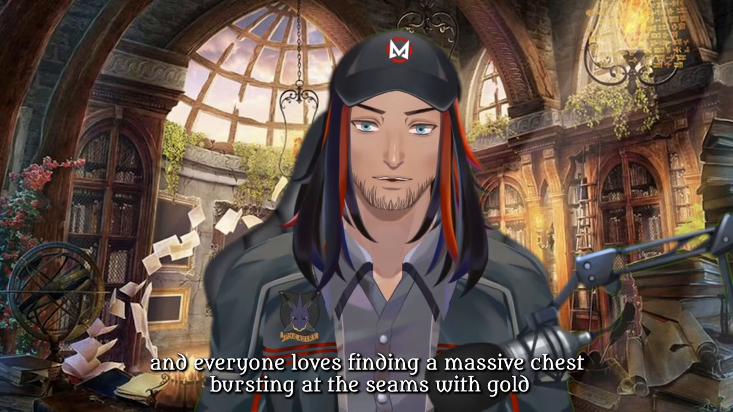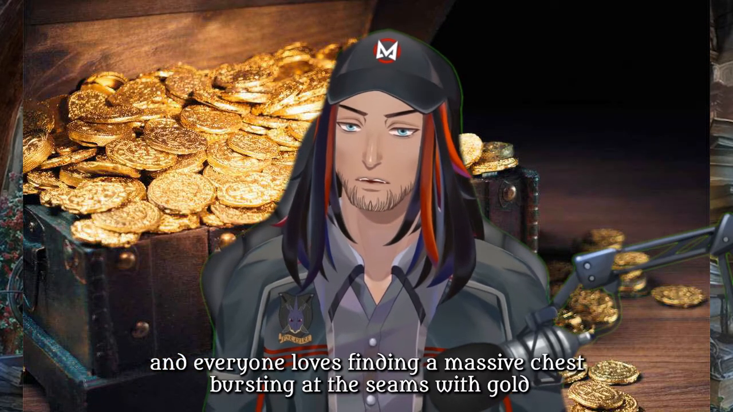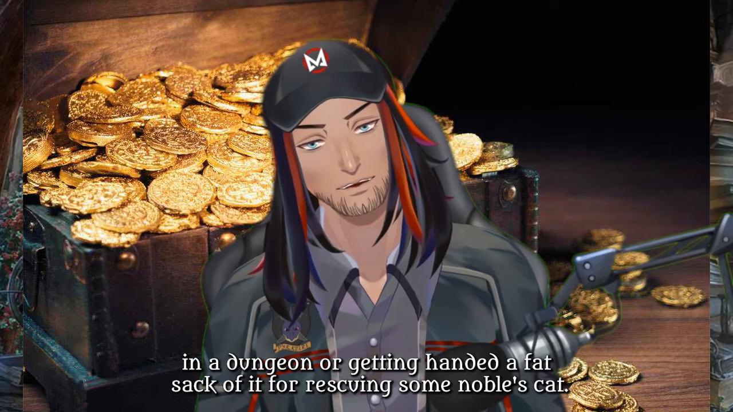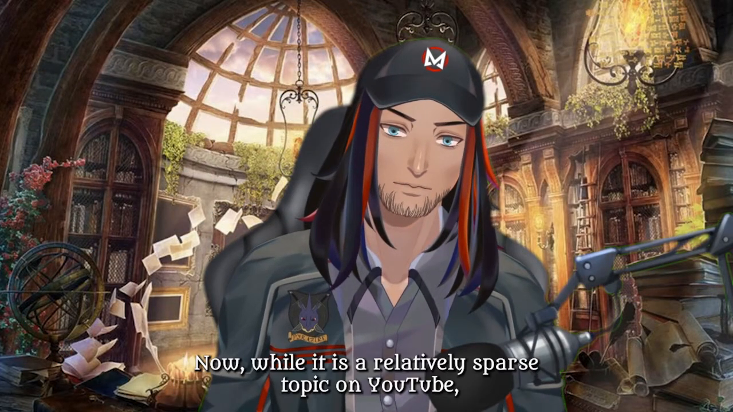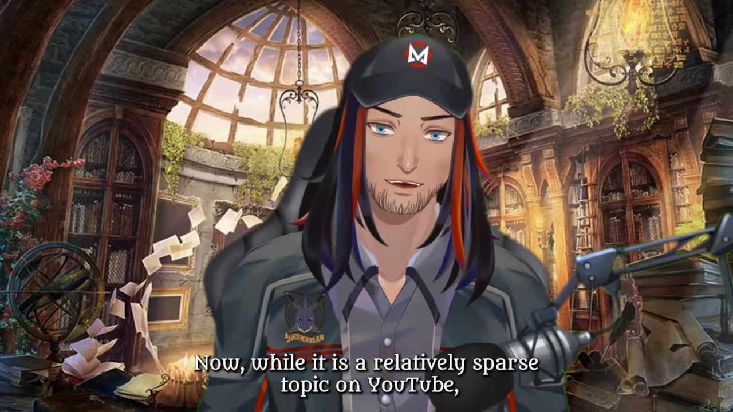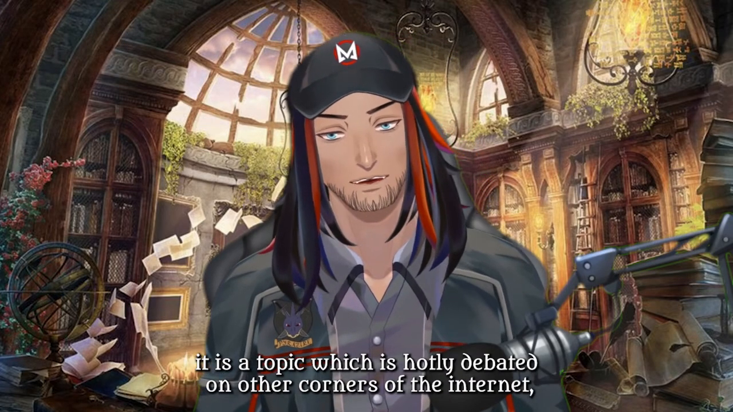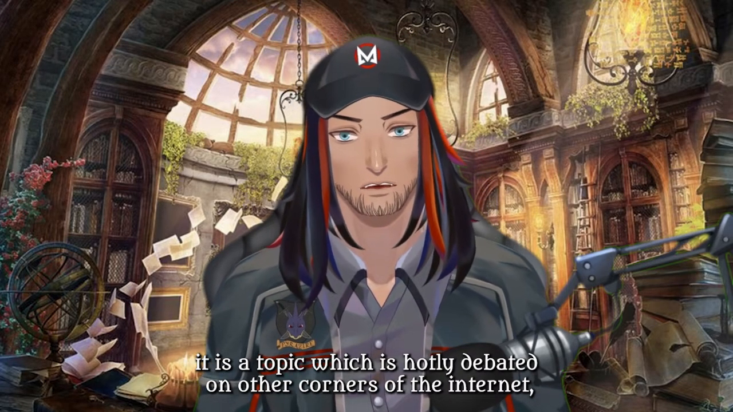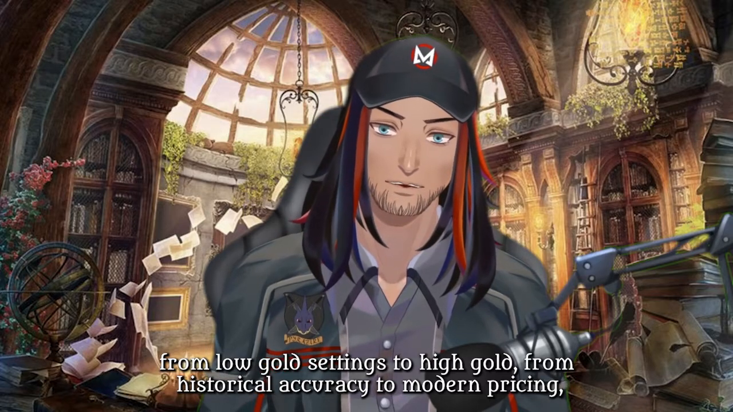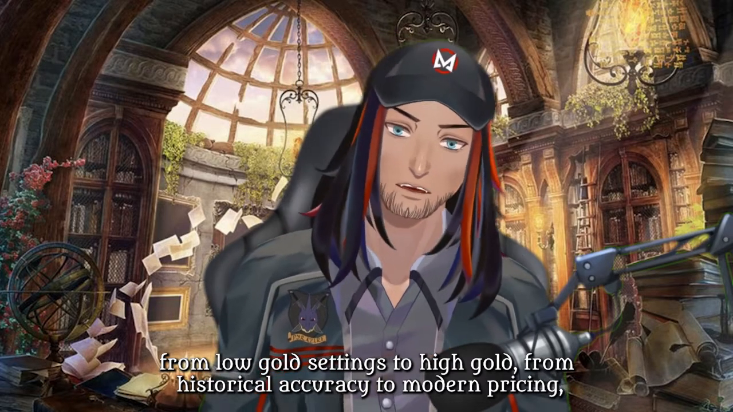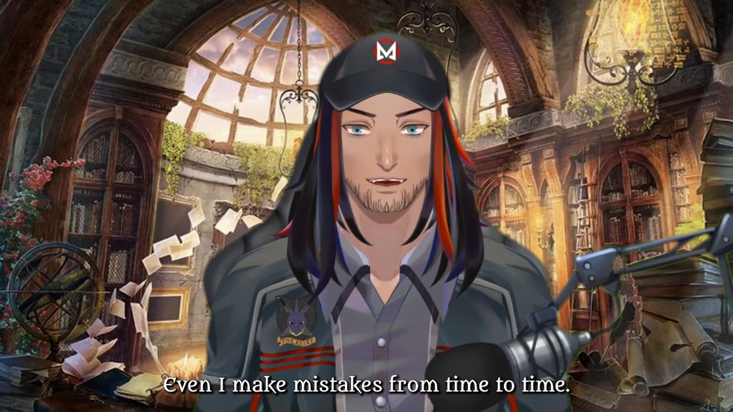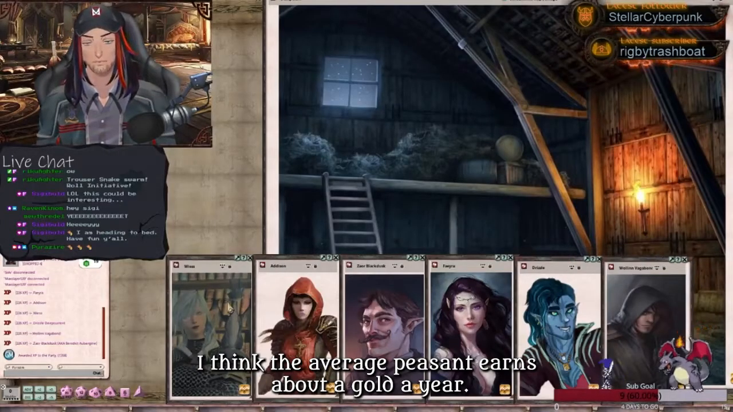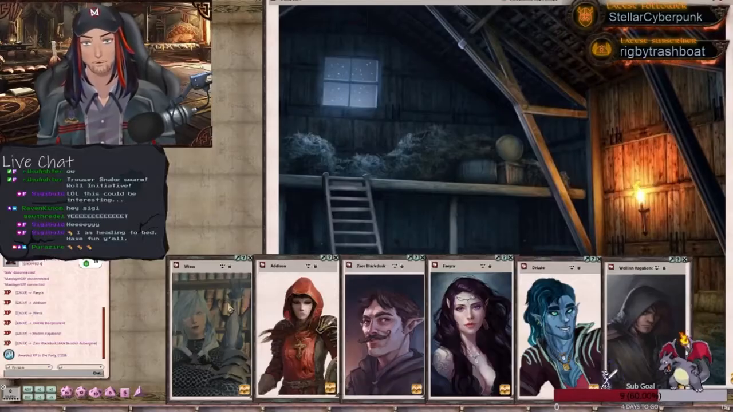And everyone loves finding a massive chest bursting at the seams with gold in a dungeon, or getting handed a fat sack of it for rescuing some noble's cat. Now, while it is a relatively sparse topic on YouTube, it is a topic which is hotly debated on other corners of the internet. From low gold settings to high gold, from historical accuracy to modern pricing, it can get really confusing. Even I make mistakes from time to time. I think the average peasant earns about a gold a year.